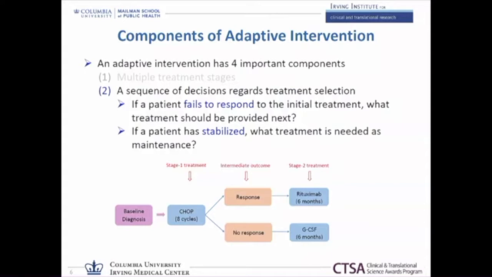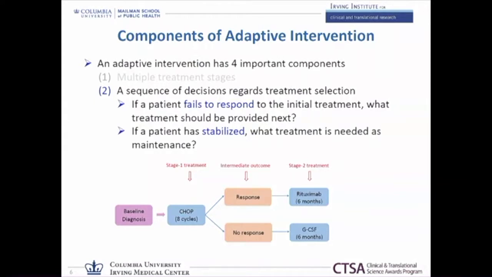Second, an adaptive intervention has a sequence of decisions regarding treatment selection. For example, in this case, at stage 2, a decision needs to be made: if a patient failed to respond at the end of stage 1, which treatment should be selected for the next stage? And if the patient achieves remission, which treatment should be selected for maintenance?